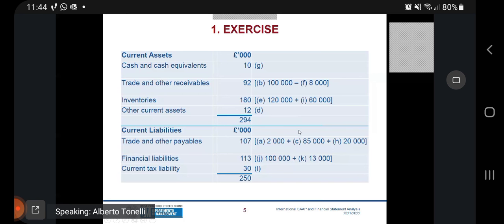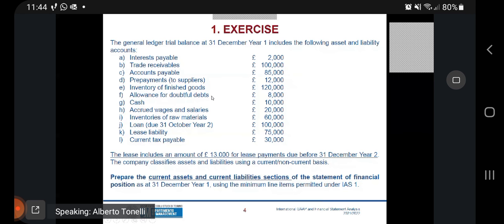Solution of the exercise. I will upload it on Moodle, don't worry. First of all, current assets, always cash and cash equivalents for 10. Moreover, the difference between the value of trade receivables minus the allowance for doubtful debt, similar to accumulated depreciation and historical cost. The trade receivables are 100 and the allowance for doubtful debt is equal to 8. The difference is equal to 92,000.